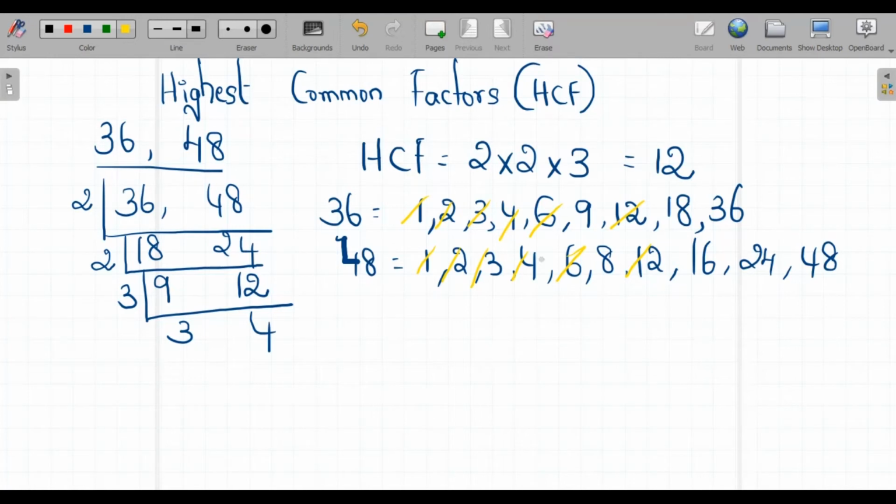So now of all the numbers that are common to each other, the number that is biggest of all these common numbers is 12. So 12 is the HCF of 36, 48.